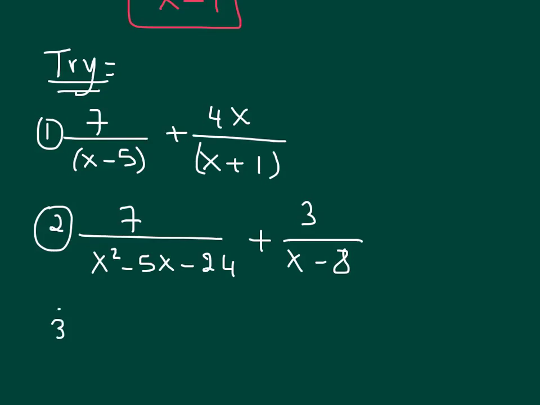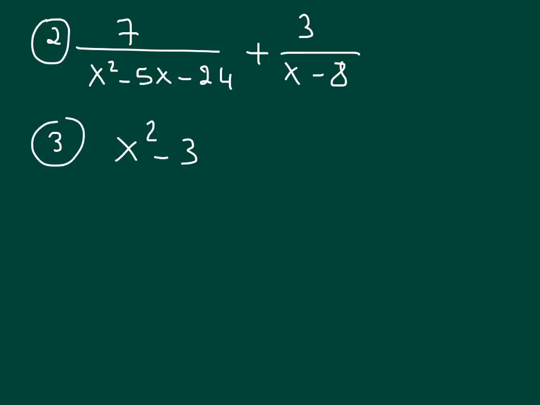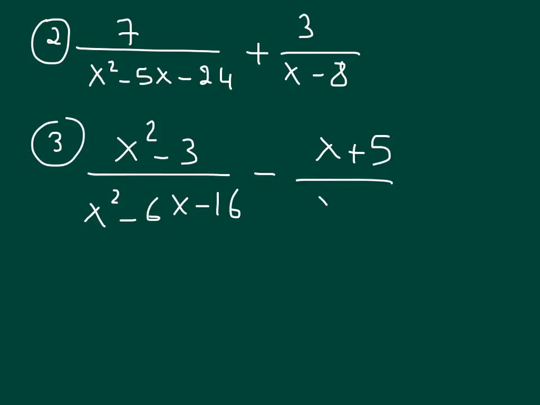Next, we're going to do number 3. x squared minus 3 over x squared minus 6x minus 16. And this is x plus 5 over x plus 2.